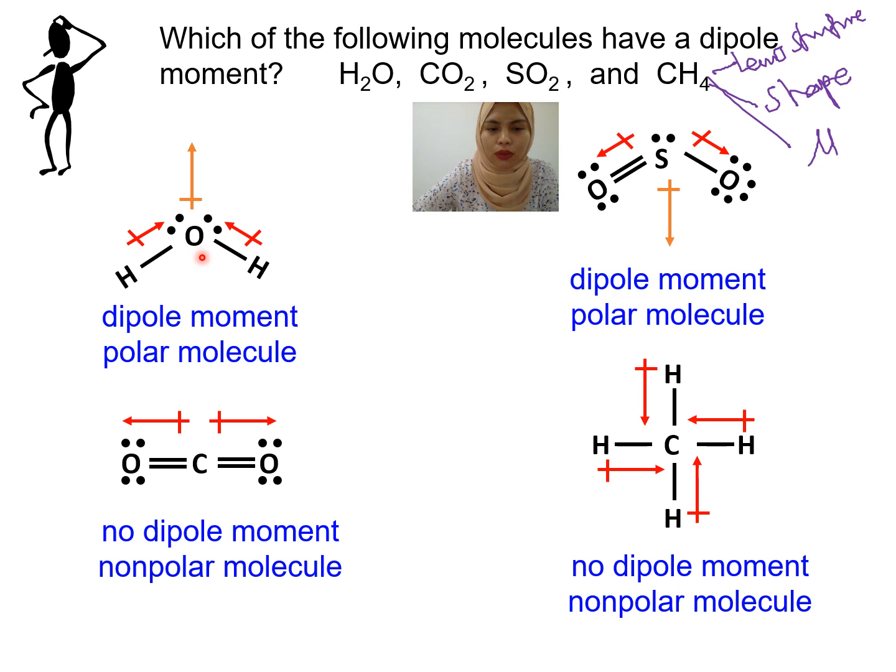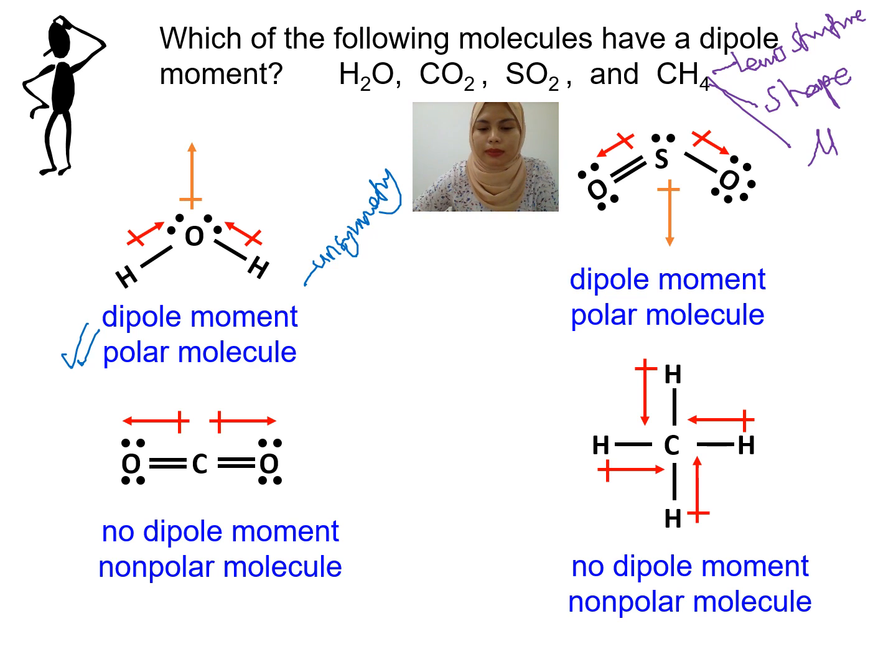For example, if let's say you look at here, this is H2O molecule. The central atom O ada apa ni? Ada lone pair. So bila ada lone pair, bermaksud dia punya shape adalah unsymmetrical. Okay, shape dia unsymmetry. So bila shape dia unsymmetry, memang automatically should be a polar molecule.